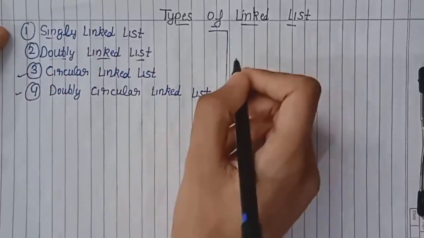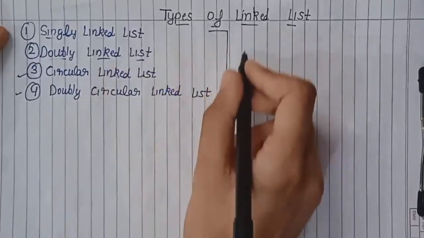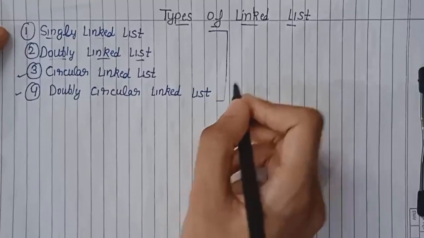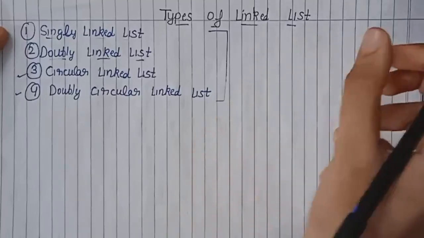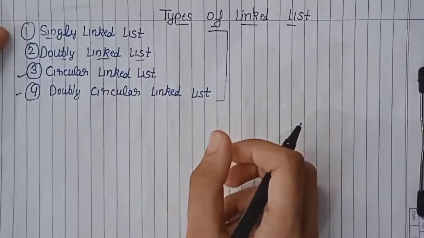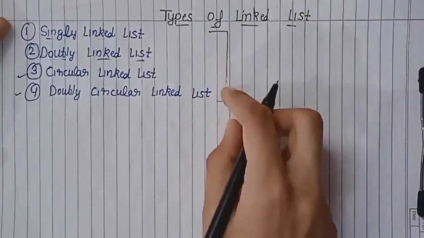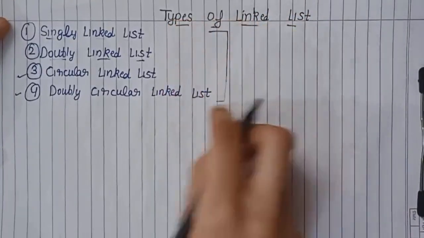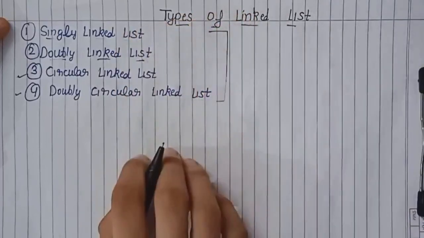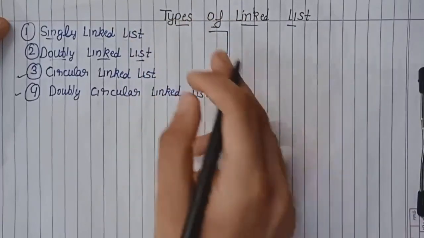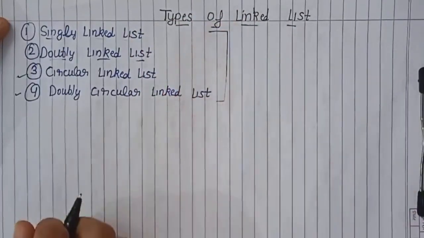When I say that there are four types of linked list, it does not mean that there are strictly four types, because on the basic level there are four types of linked list, but on an advanced level you can create more than these linked lists.